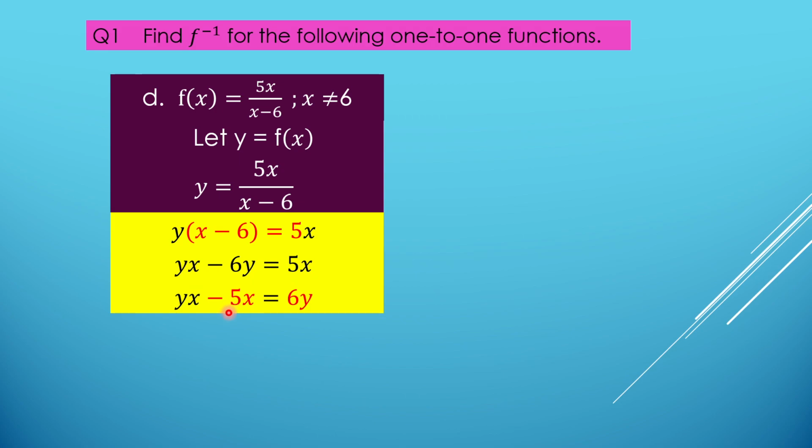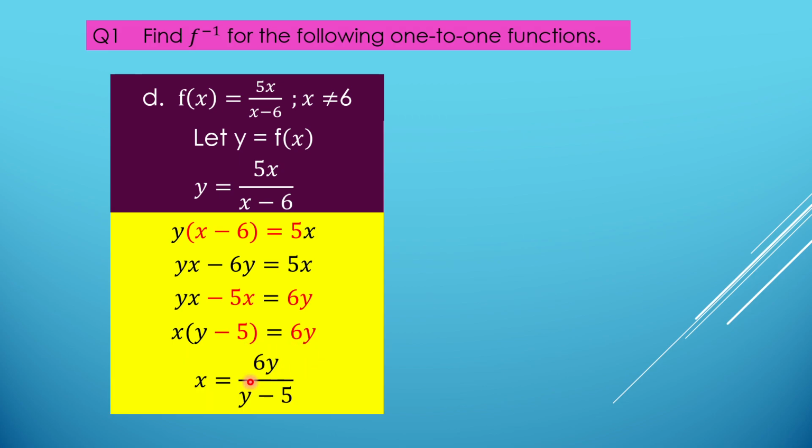Now remember, when you move a term from the right hand side to the left hand side, you need to change the sign of the term. Therefore positive 5x, when you move it to the left hand side, becomes negative 5x. And negative 6y from the left hand side moved to the right hand side becomes positive 6y. Now we have two terms with x. Therefore, you need to factorize. Take out the common factor x. So when you take out the x in bracket, you have y minus 5 equals 6y.